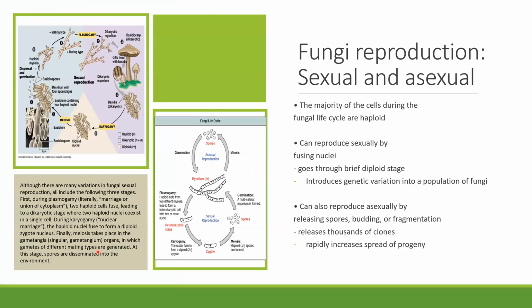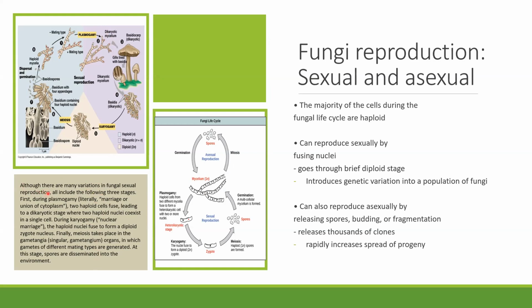So now going on to fungi reproduction, we're not going to cover this extensively in the lab. All you need to know is that fungi can reproduce both sexually and asexually. The majority of the cells during the fungal life cycle are haploid. They can reproduce sexually by fusing nuclei, and this is shown here. The nuclei will fuse in plasmogamy.